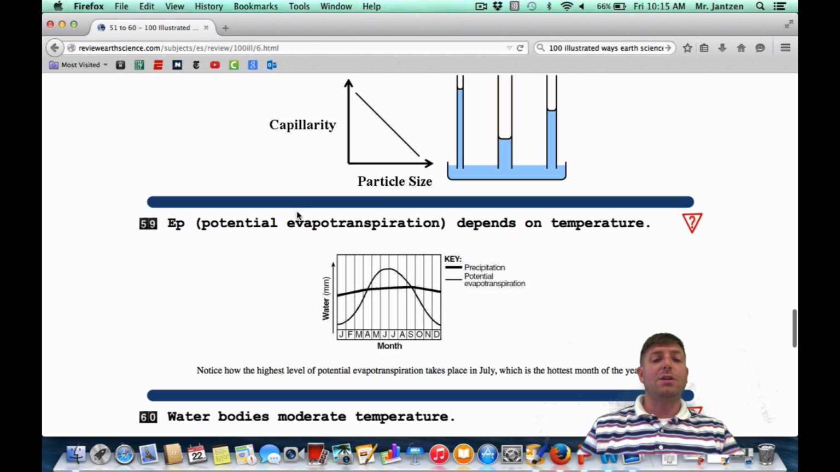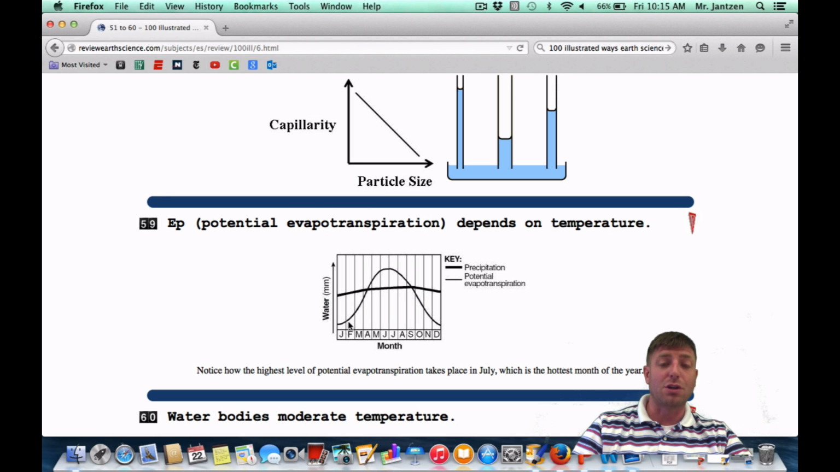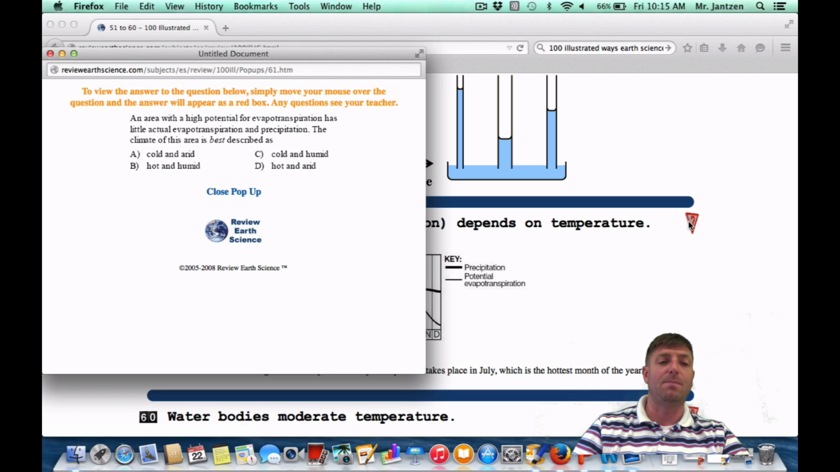Number 59. Potential evapotranspiration. That's a big word. It depends upon temperature. Evapotranspiration is the combination of evaporation and transpiration. Transpiration is plants releasing water into the atmosphere. And evaporation is water going to the atmosphere from the oceans or lakes. The higher the temperature, the more you're going to have. This graph is a lot higher in June and July because it's a lot warmer in June and July. So you have a higher potential for that to occur.